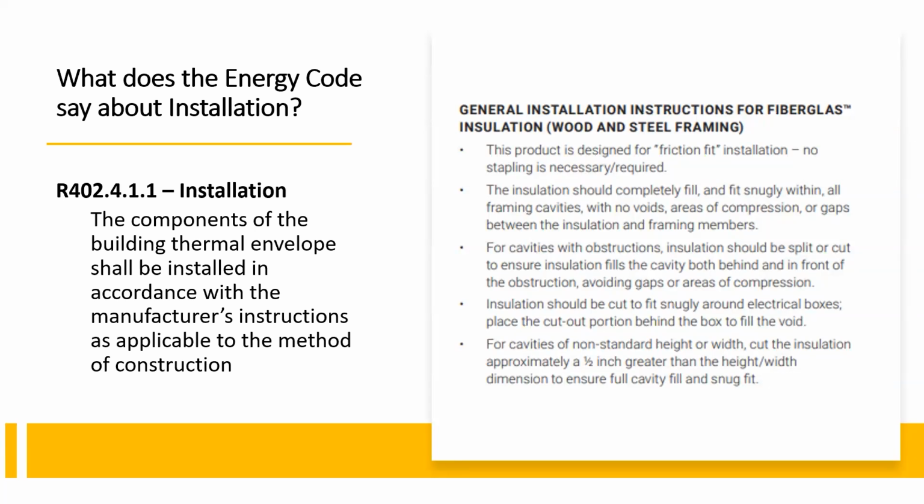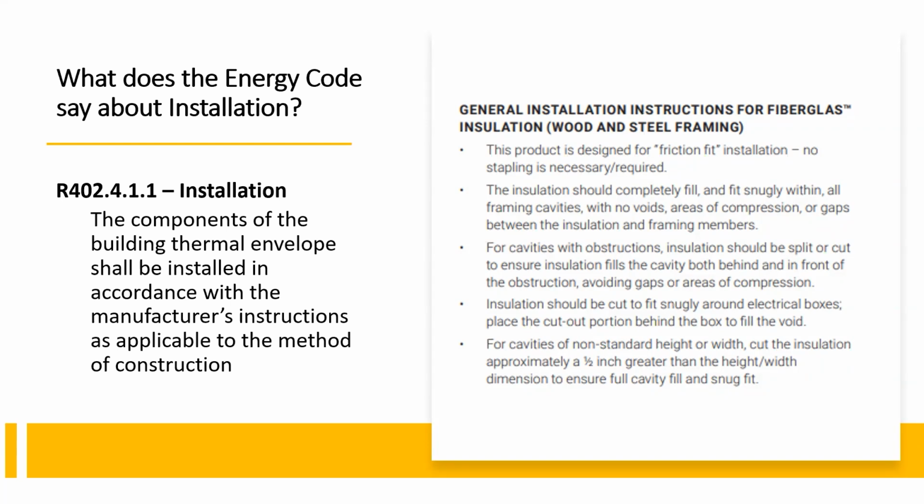Again, redefining Grade 1. Insulation should be cut to fit snugly around electrical boxes, not bowed out. Place the cut-out portion behind the box to fill the void. That usually doesn't happen. Someone just sprays a lot of polysil behind it, which doesn't fully insulate. It has some insulation value because it's trapped air, but it's not insulated to the same value that it can be if you use batts.